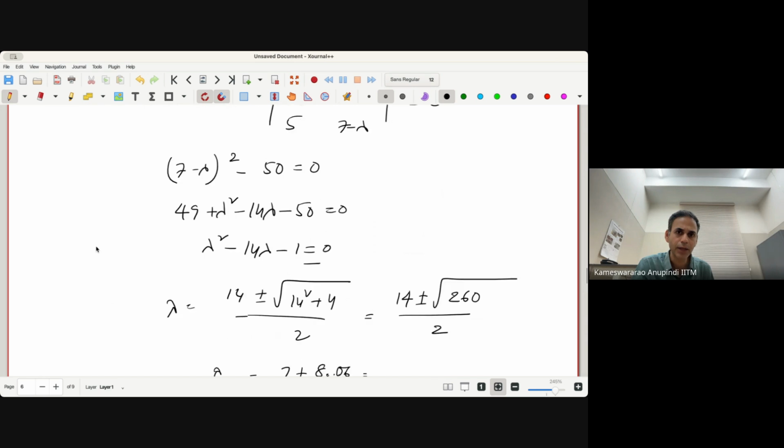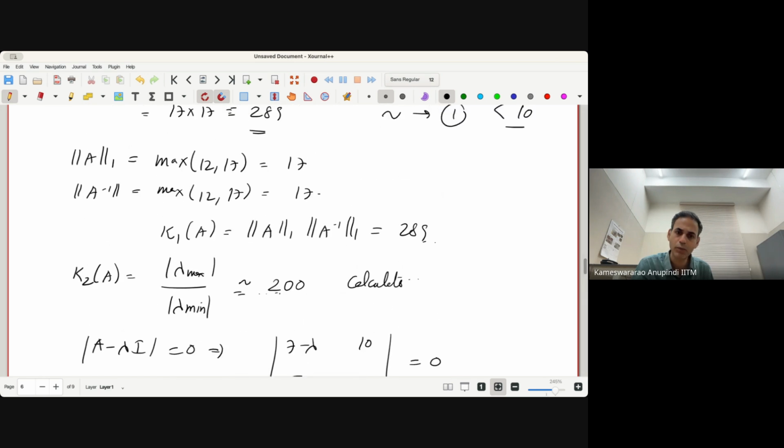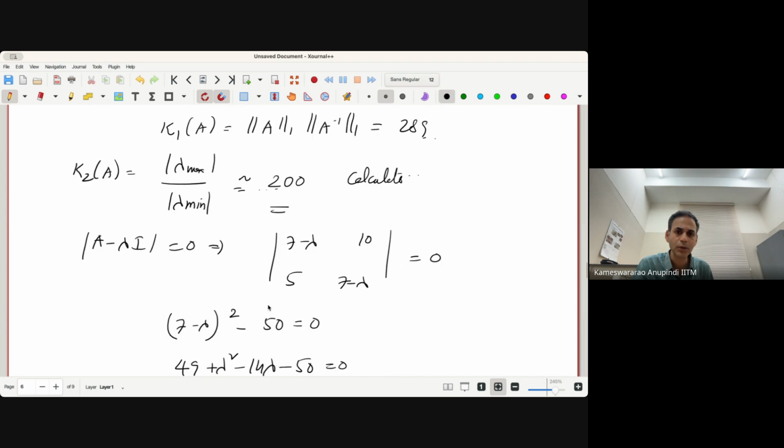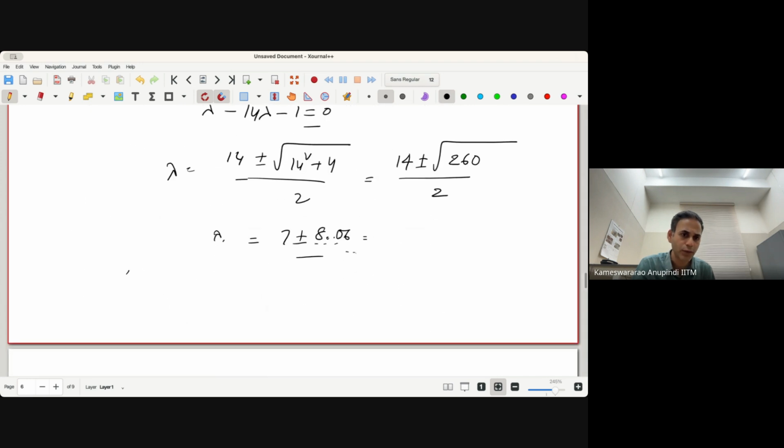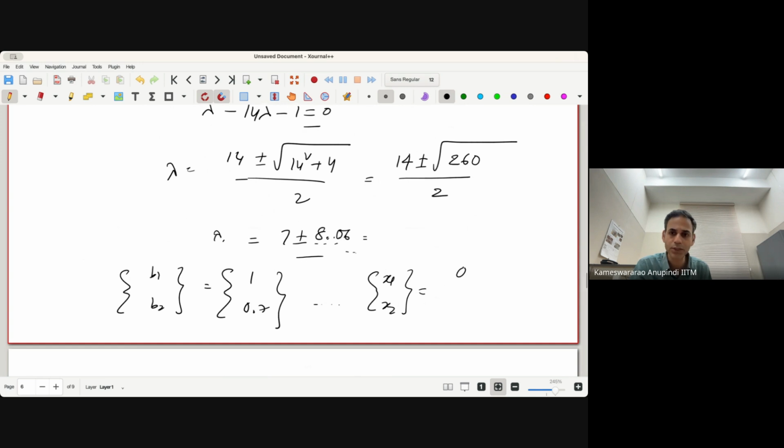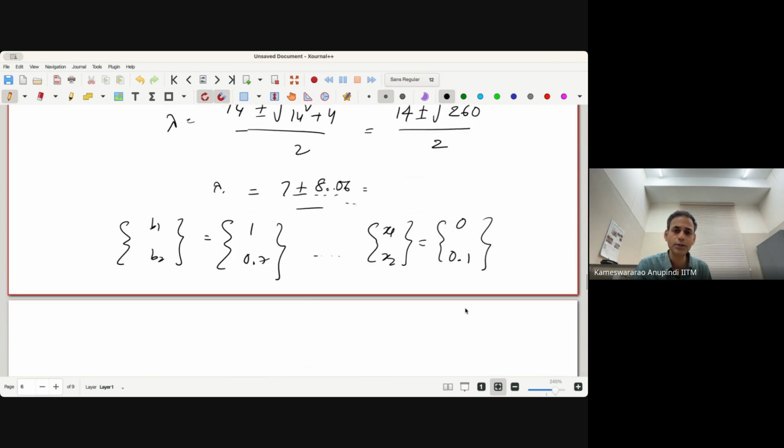Then essentially the point here is that, because the condition number is already large, if you take b1 b2 to be equal to 1 comma 0.7, and solve for the values from Ax equal to b, you're going to get x1 x2 as 0 and 0.1.